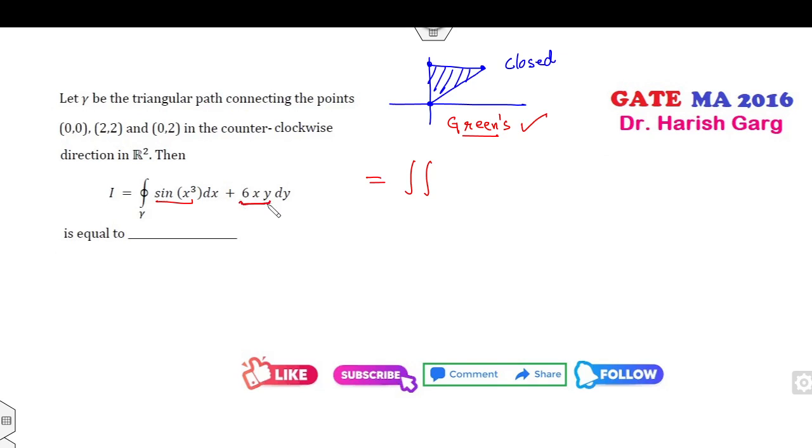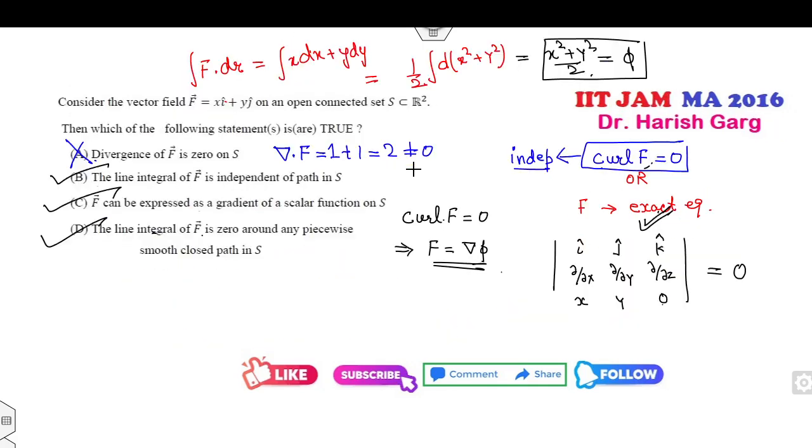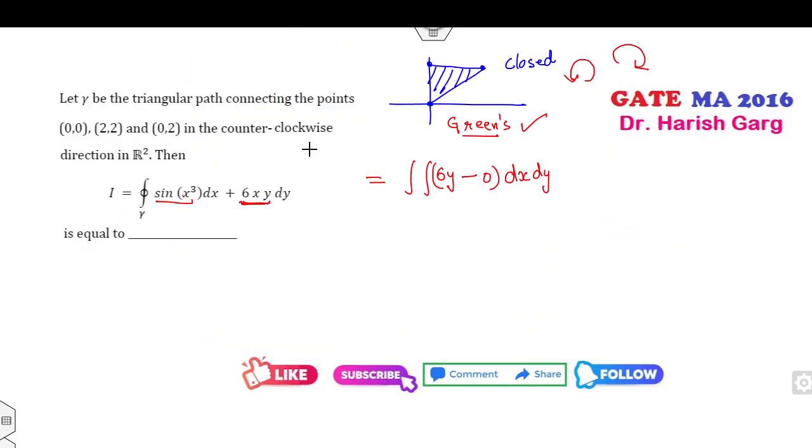Double integration of the partial derivative with respect to x minus the partial derivative with respect to y, dx dy. Oh, one more thing. If it is moving in the anti-clockwise direction, then this integration is positive. If it is moving in the clockwise direction, then this integration is negative, as in all those previous examples as well. So it is already written that counterclockwise. Counterclockwise means they are moving in this manner. That is positive. So this integration is 6y, which I can write as dy dx.